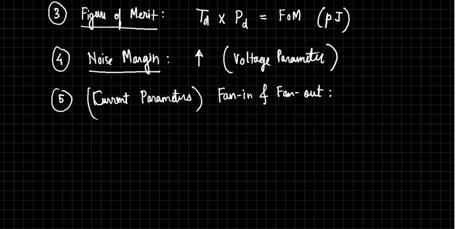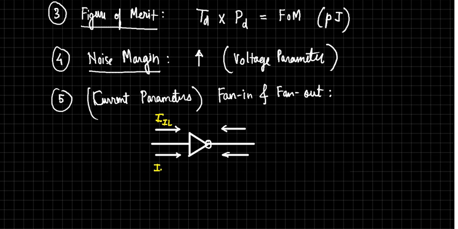Now let me first specify the notations. If I am having some gate, there are four currents which are defined. These are called IIL, IIH, IOH, IOL.